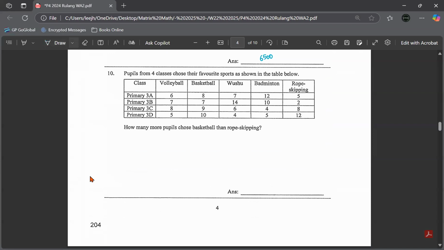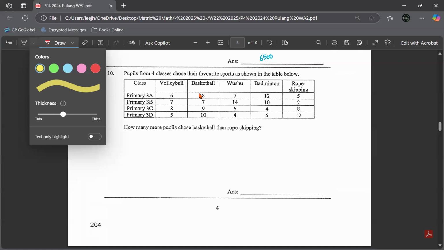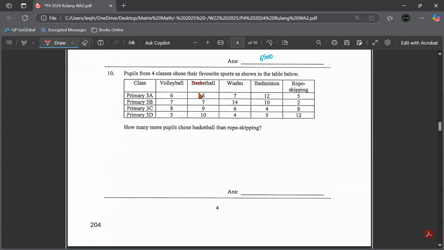Question number 10. Wait, I change color for my pen. Pupils from four classes chose their favorite sports as shown in the table below. You have volleyball, basketball, wushu, badminton, and rope skipping, and classes 3A to 3D. How many more pupils chose basketball than rope skipping? Let's look at basketball. Where is my highlighter? Okay, basketball is here.